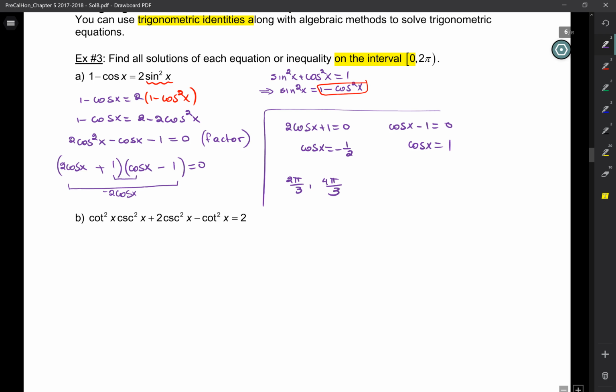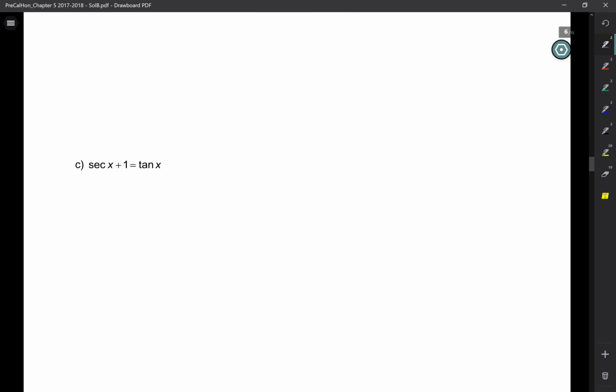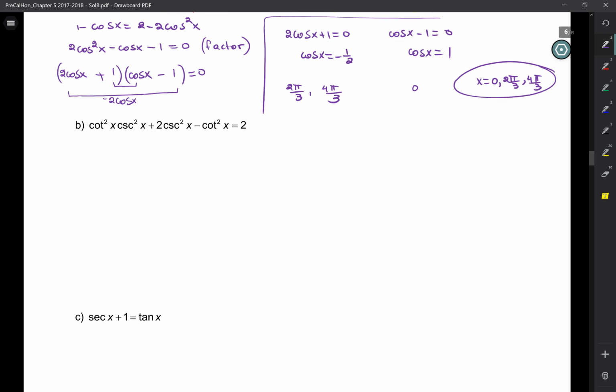Here, where is it equal to 1? This is the x value. Where is it equal to 1? At 0 and pi. Pi is negative 1, sorry, so it's just at 0. So, in all, x is 0, 2 pi over 3, 4 pi over 3. All right, so let's move on to this next one. Same situation.